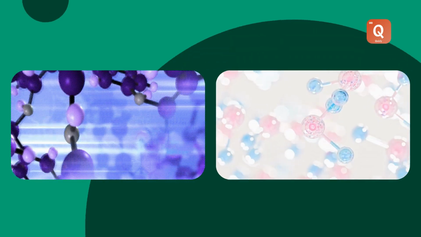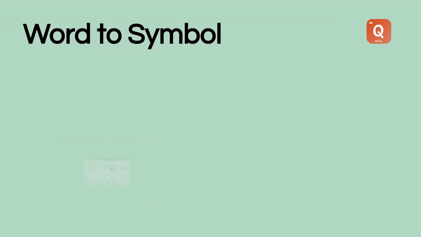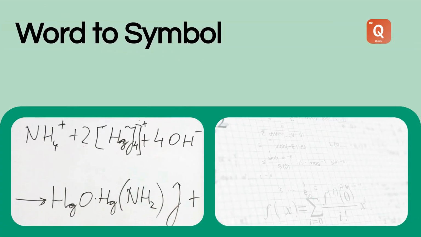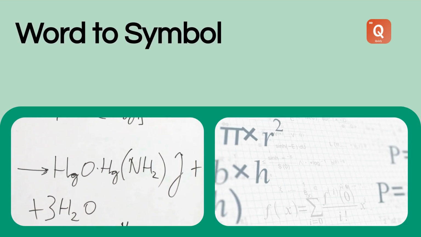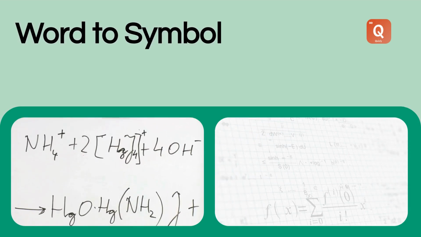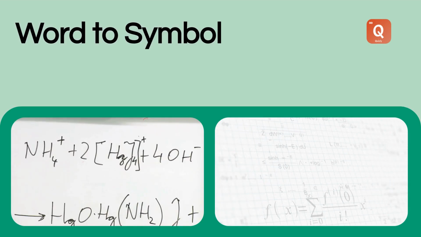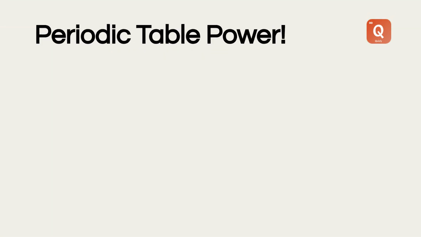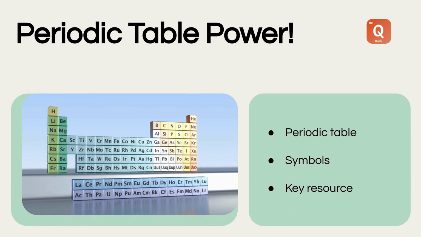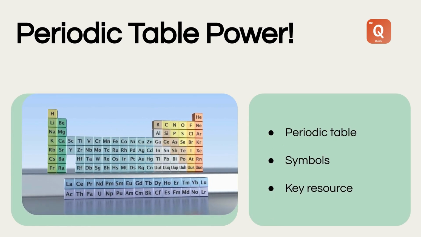Consider this simple reaction. Hydrogen plus oxygen gives us water. We start by writing the word equation. Hydrogen plus oxygen yields water. Then, we replace the words with their chemical symbols, which you can find on the periodic table. H plus O yields hydrogen oxide. Always remember, chemical symbols always come from the periodic table. It's your best friend in chemistry.